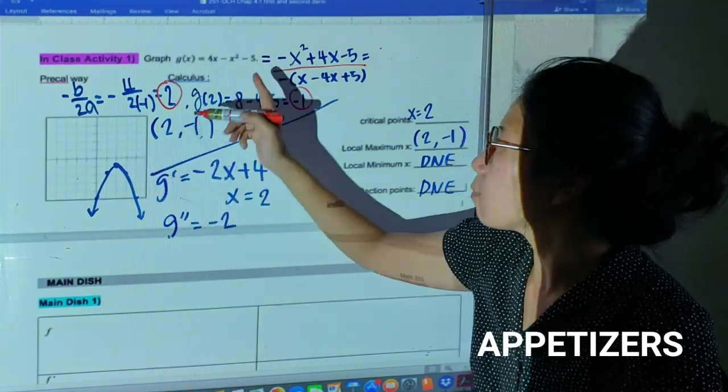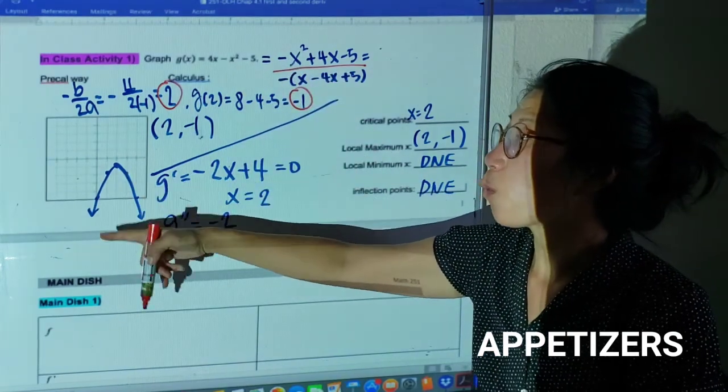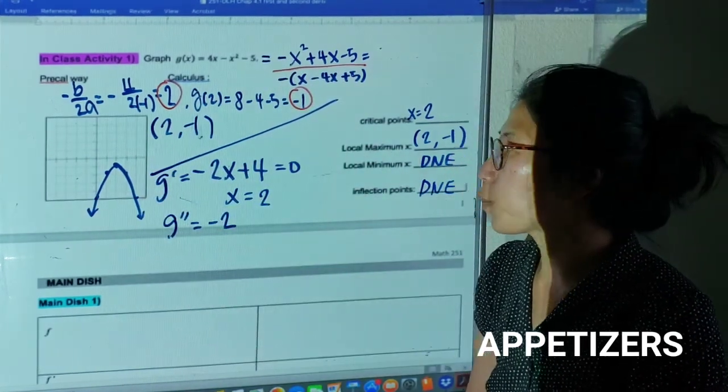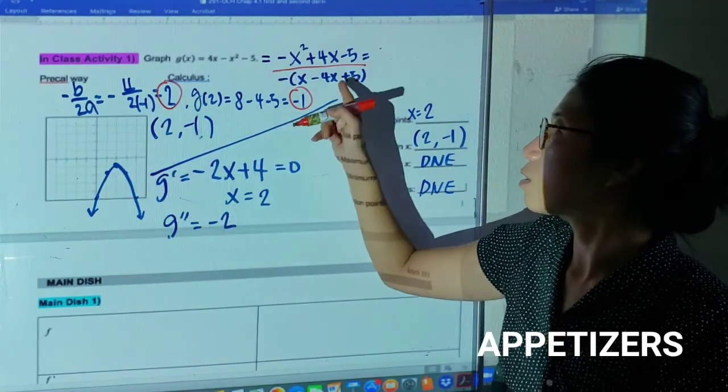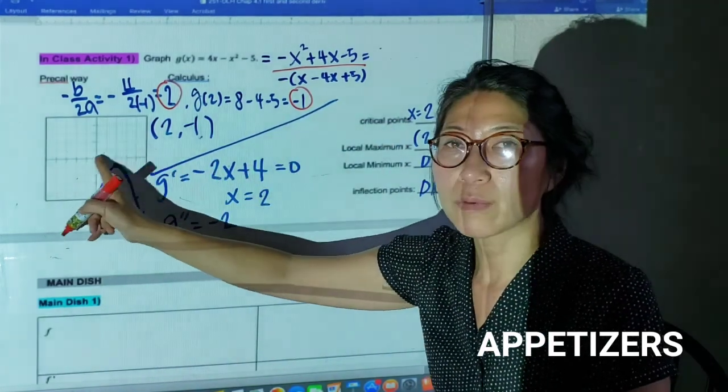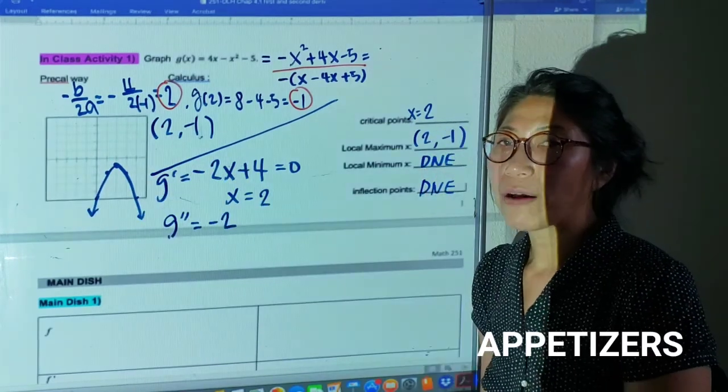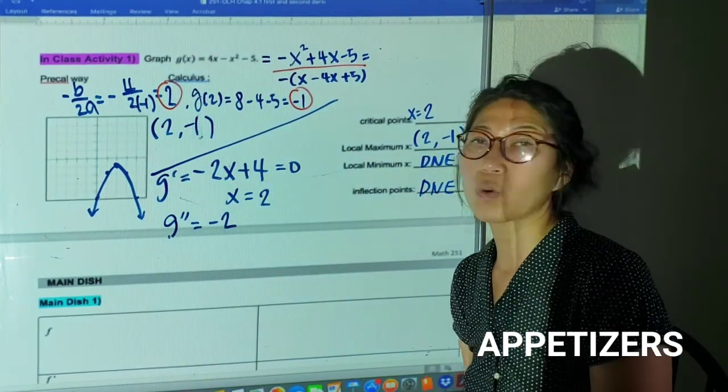So I graph it because it's going to be negative, it's going to be an open down graph. So I graph this one, and then as you see, that's why it doesn't factor. There's no x-intercept, right? Factor means you will have x-intercept. It doesn't factor, that means no x-intercept.